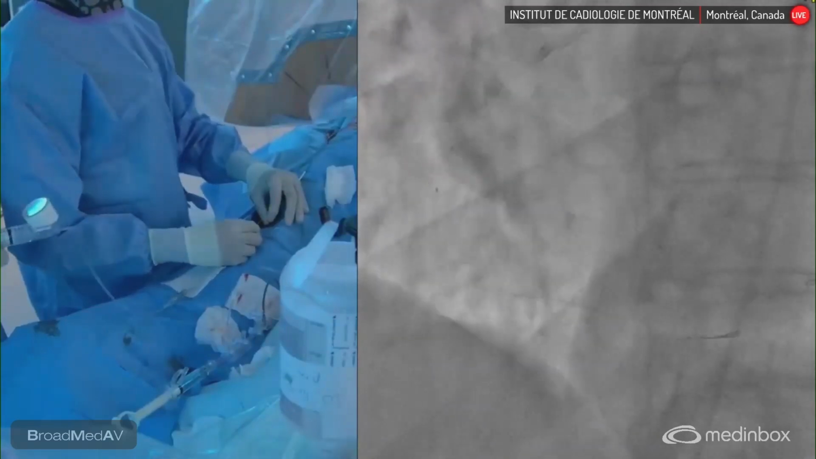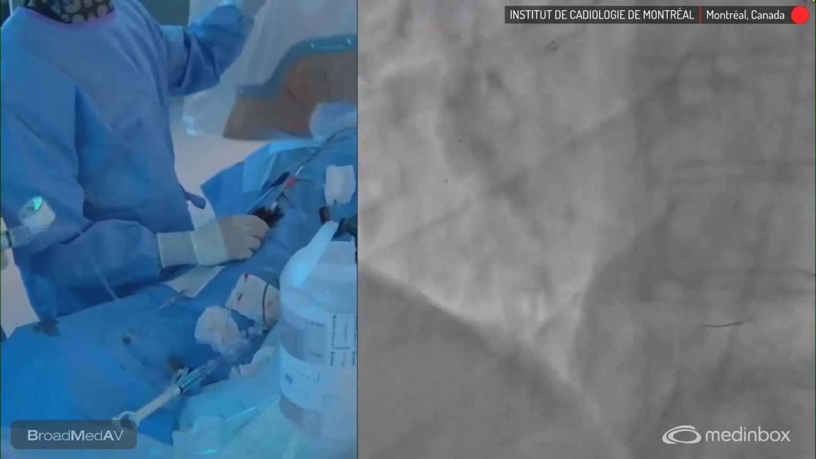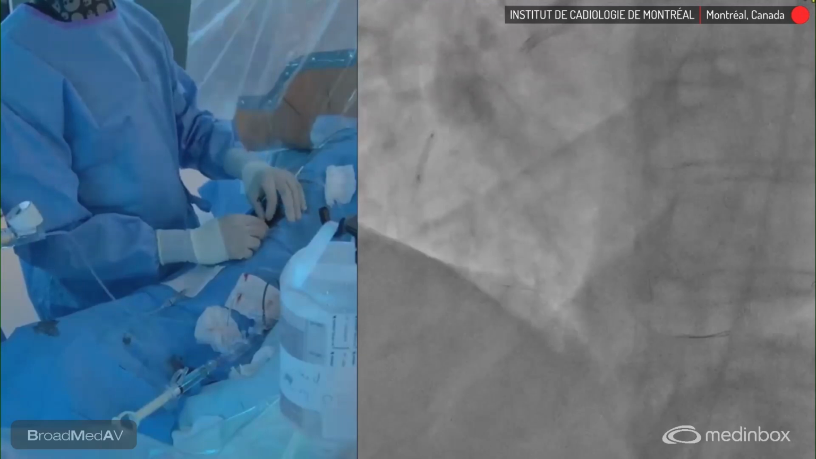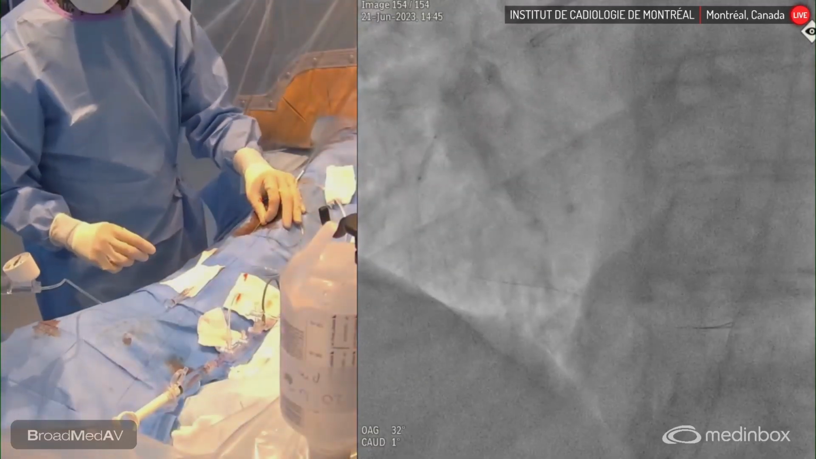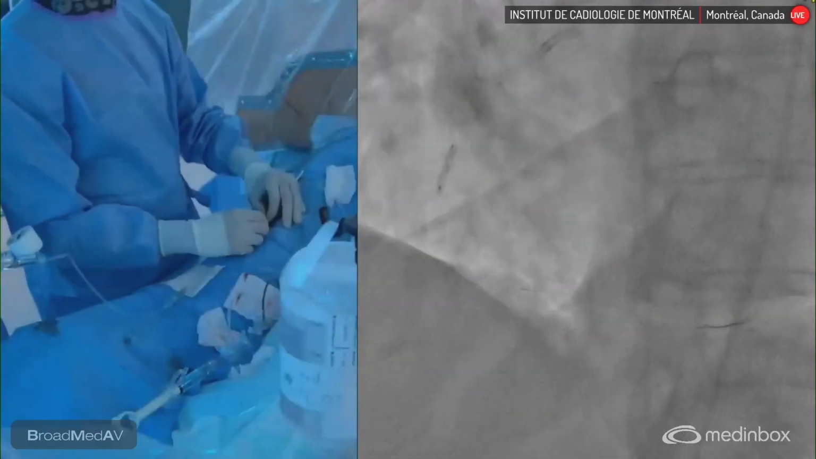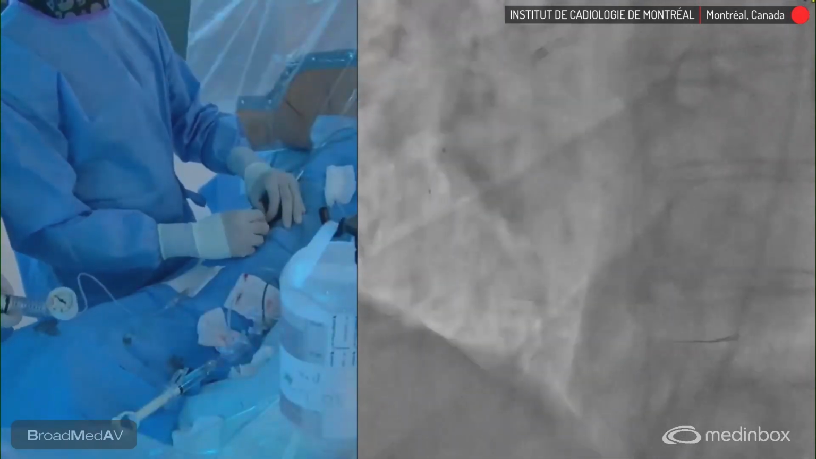So because there is a proximal disease in the RCA, we still have not injected a single time directly in the RCA guiding catheter. So it's 6.